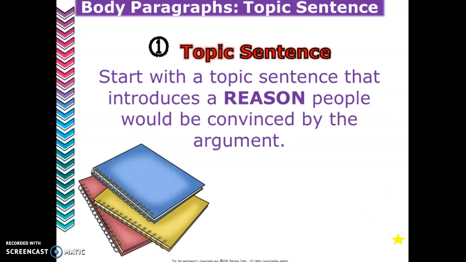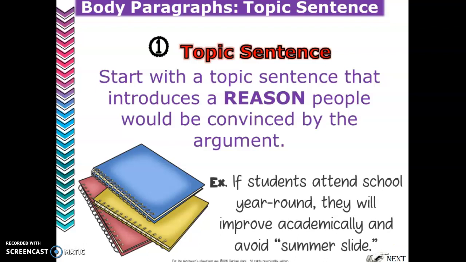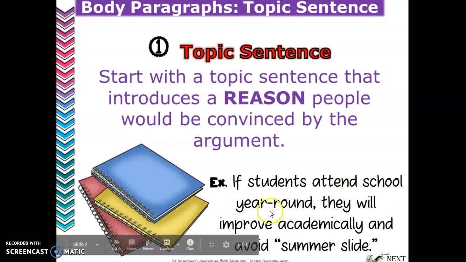When you start each body paragraph, so this will be 2 different paragraphs, each of your paragraphs will want to start with a topic sentence. Notice this topic sentence in red letters. You always want to start with a topic sentence that introduces a reason people would be convinced by the argument. So make sure you're using good words to convince the people that are reading your argumentative essay that you are going to give them a good, convincing statement. In this case, if students attend school year-round, they will improve academically and avoid summer slide.